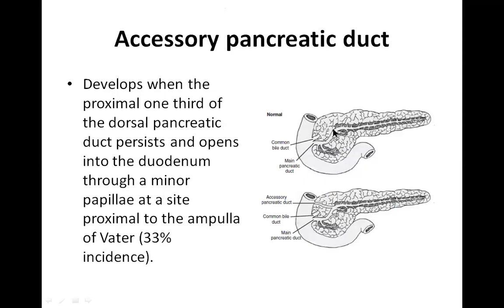Now, what are the anomalies? There may be an accessory pancreatic duct. It develops when the proximal one-third of the dorsal pancreatic duct persists. So this one is the normal one. When the proximal one-third persists, it will open into the duodenum through a minor papilla at a site proximal to the ampulla of Vater. The incidence is around 33% of the cases.